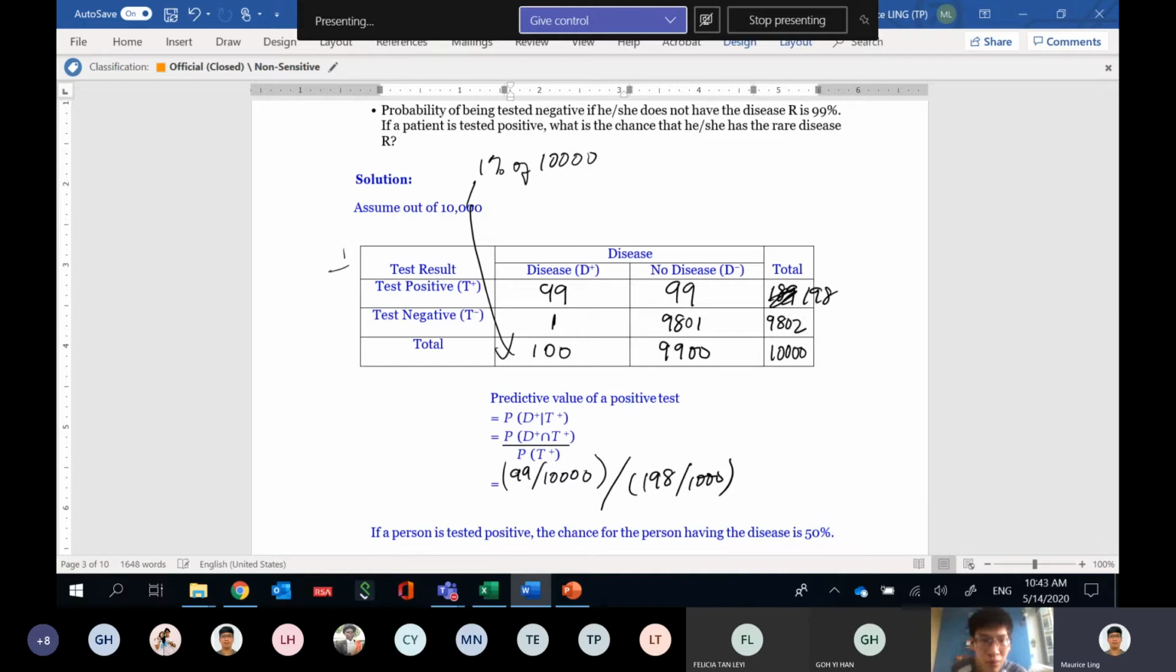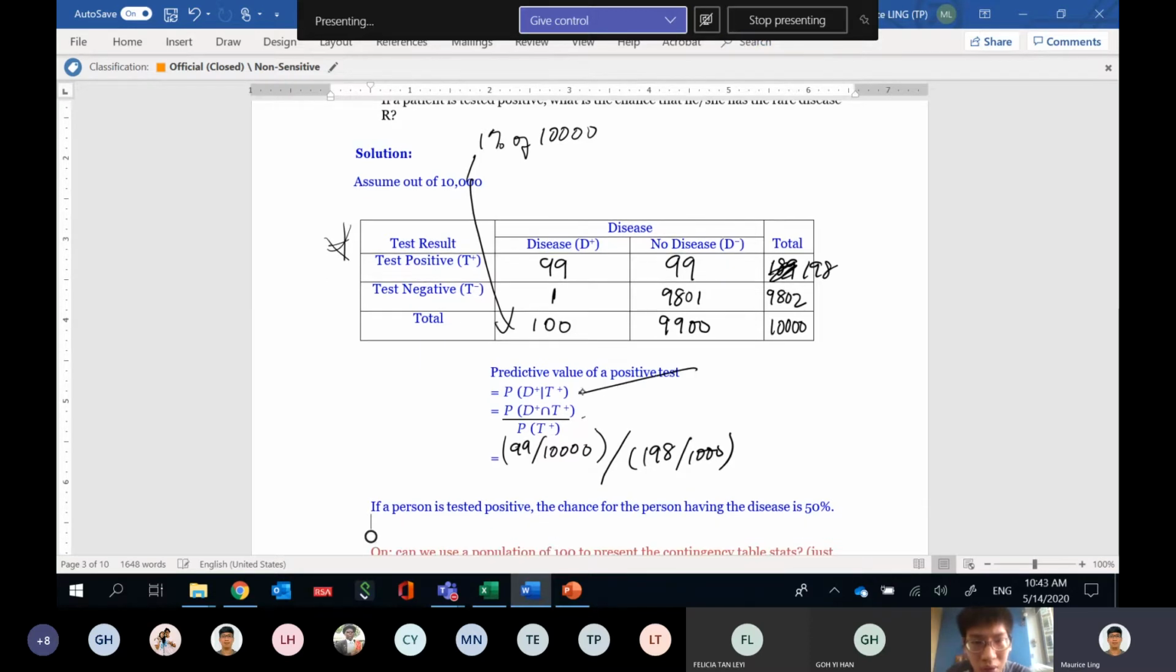The main thing is being able to fill up this table. Once you fill up this table, everything should look okay already. Sir, may I ask regarding question 3 about the predictive value of a positive test. Is it correct to say that it is equal to P multiplied by D plus given T plus? So predictive value is having a disease and the test is positive, divided by the test is positive. Because the predictive value is really, what it essentially says, right?